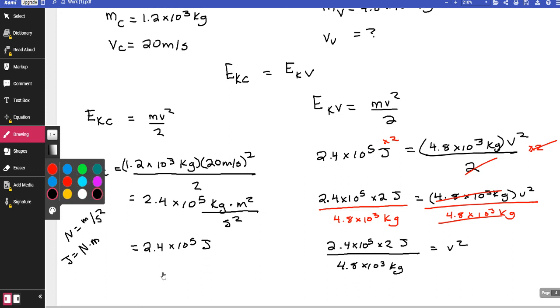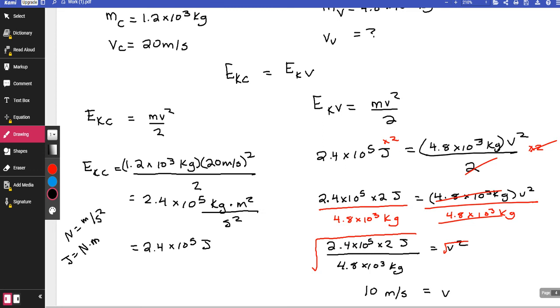The opposite of squaring something is square rooting it. And then when you put all of this into your calculator, you get 10 meters per second. If you want to write that down too, if you're trying to find velocity, it's going to be the EKV multiplied by 2 divided by mass and all square rooted. That is totally an acceptable thing to have, so you don't have to derive that every time.